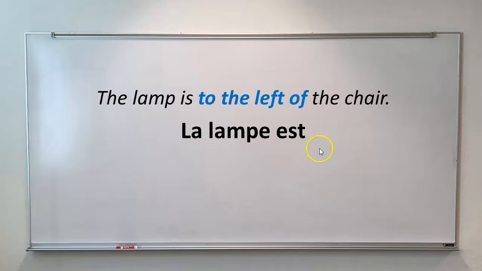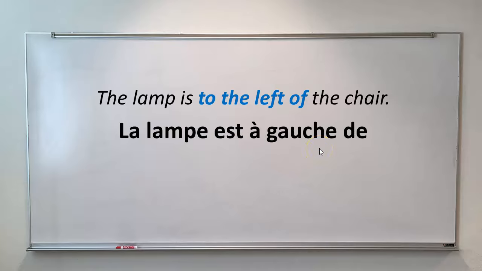To the left of, you know how to say that now. À gauche de. La lampe est à gauche de, a liaison here. La lampe est à gauche de, and then all we need is the word for the chair.